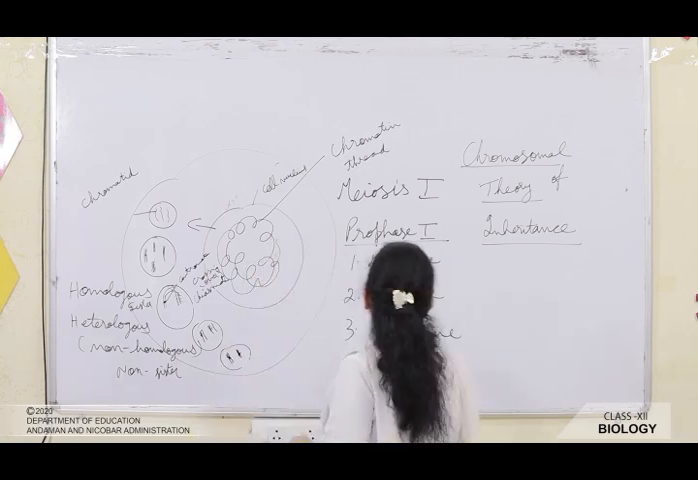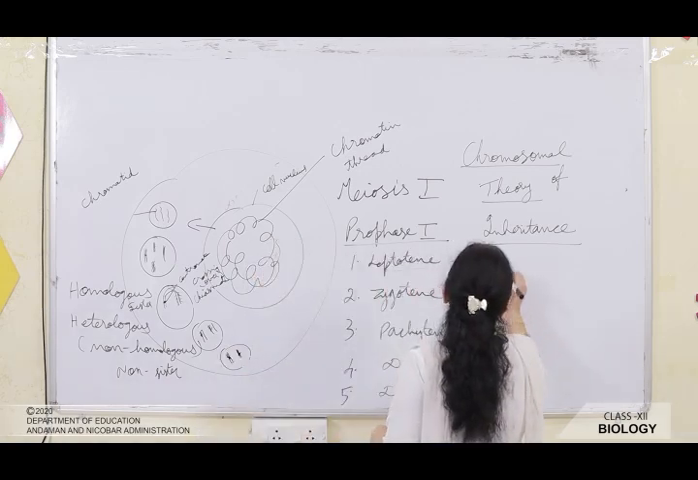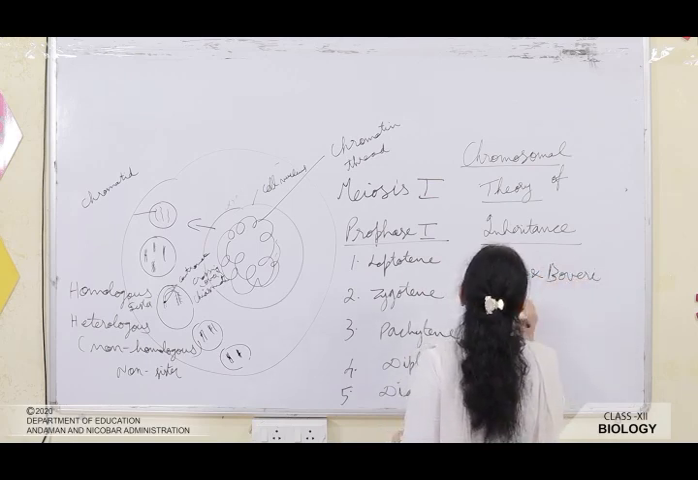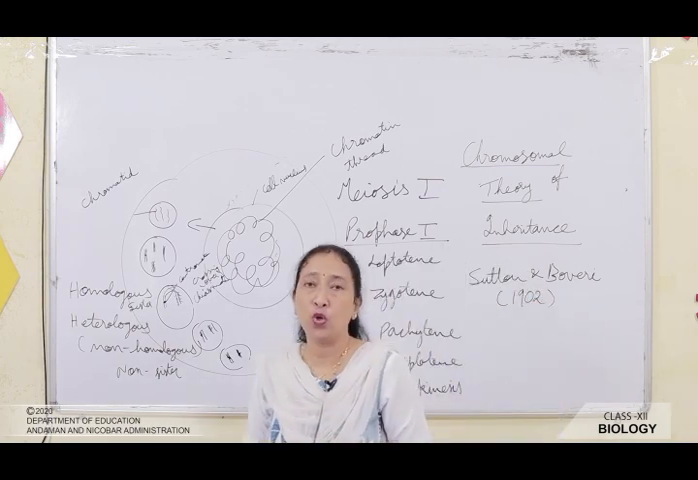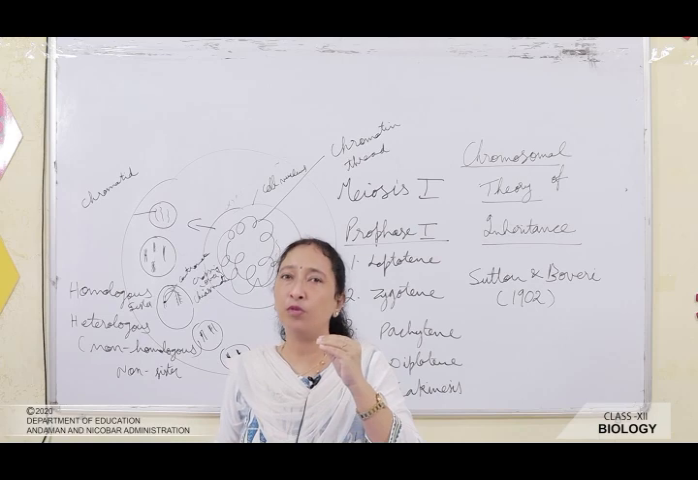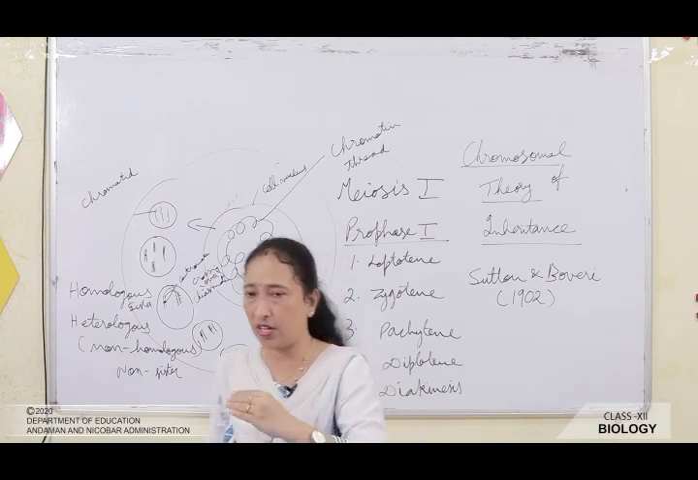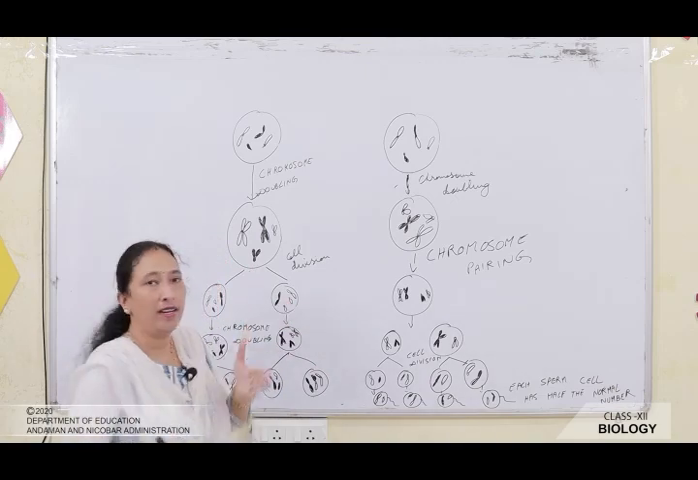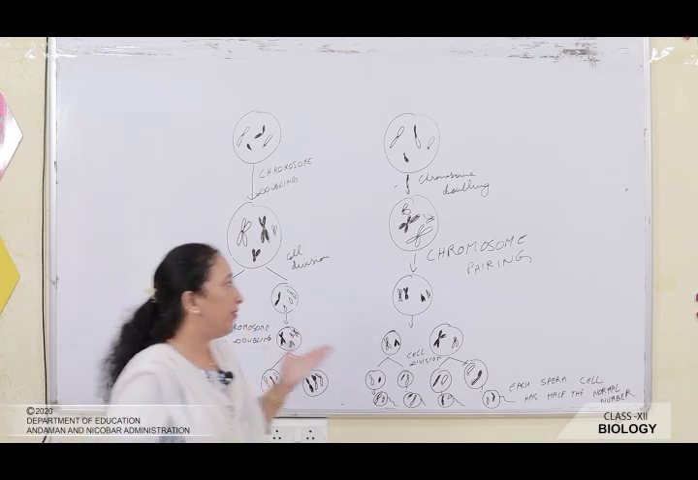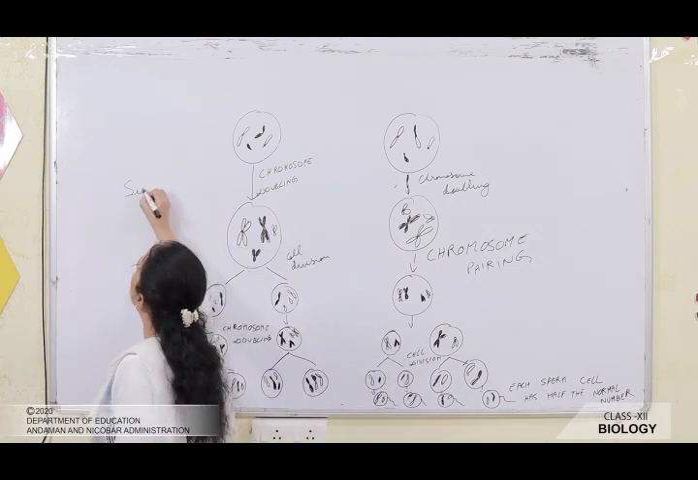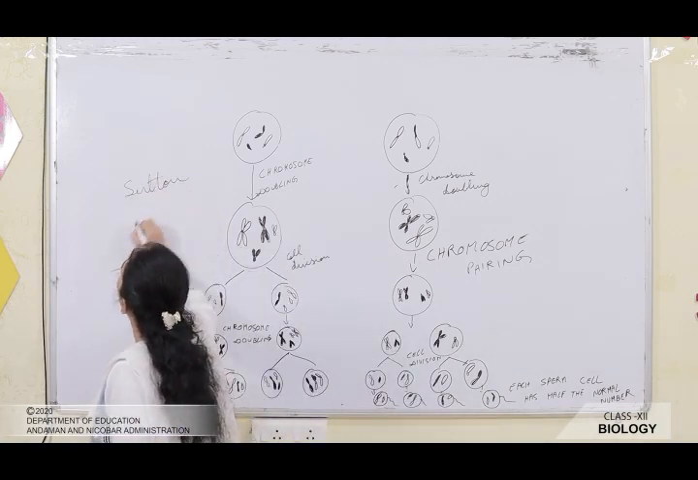Sutton and Boveri, the two scientists, gave the chromosomal theory of inheritance in 1902. So what does the chromosomal theory of inheritance deal with? We'll see just now. Children, we had seen how Sutton and Boveri gave the chromosomal theory of inheritance in 1902.